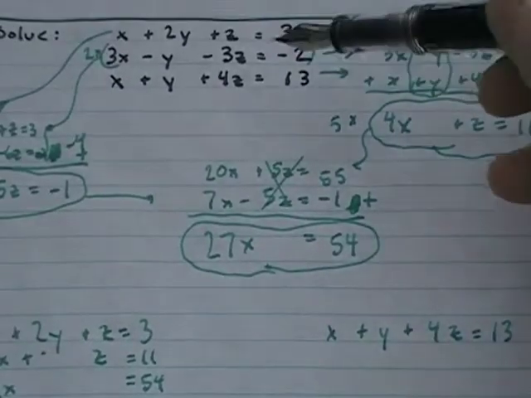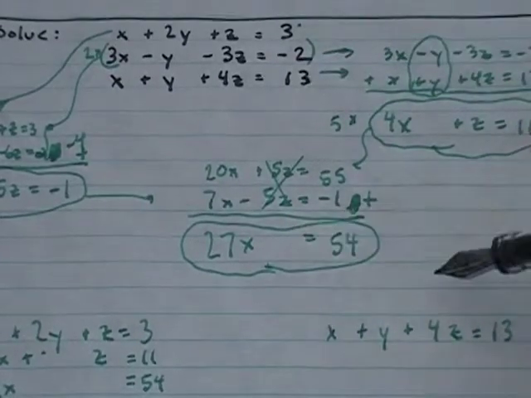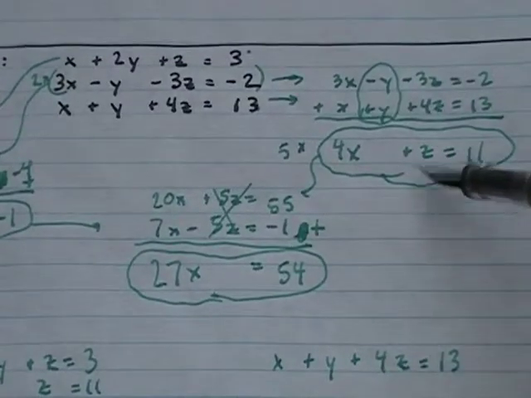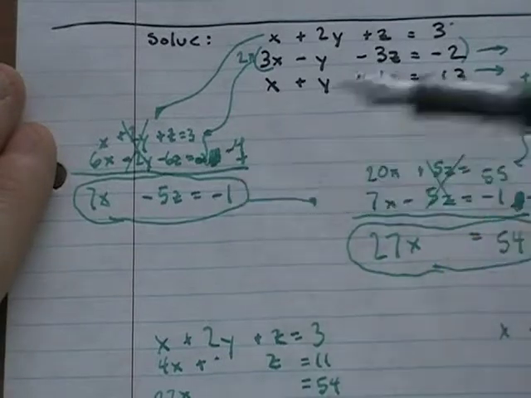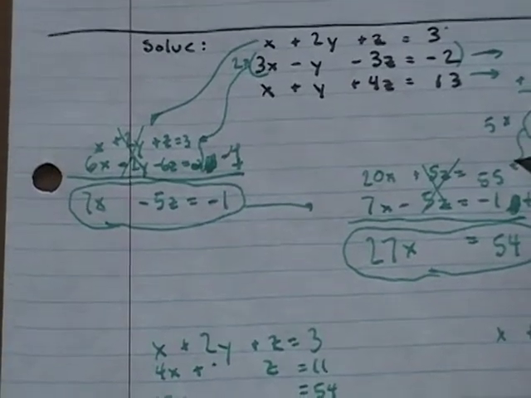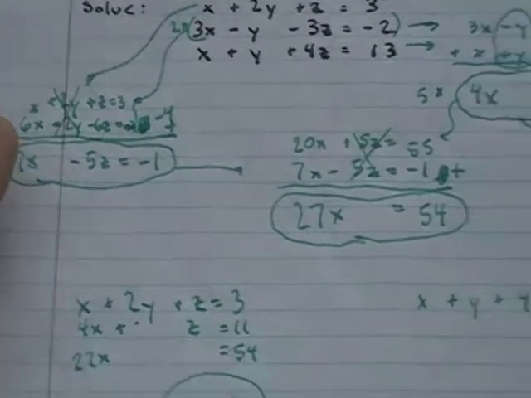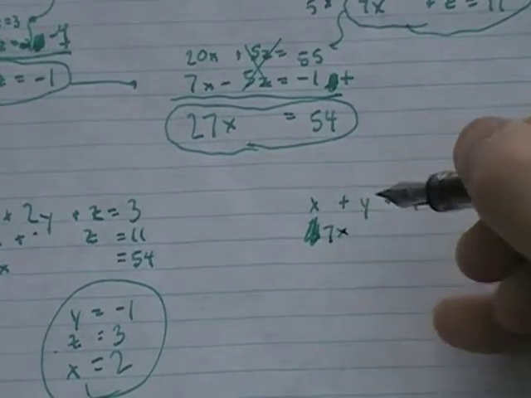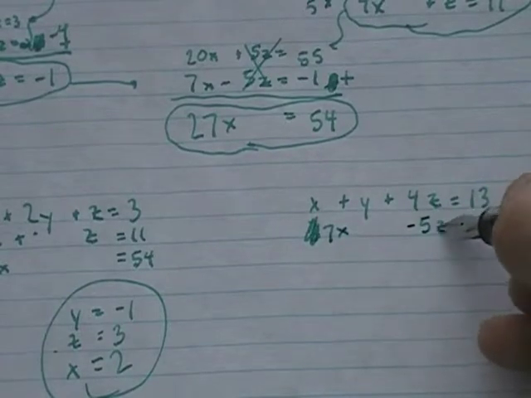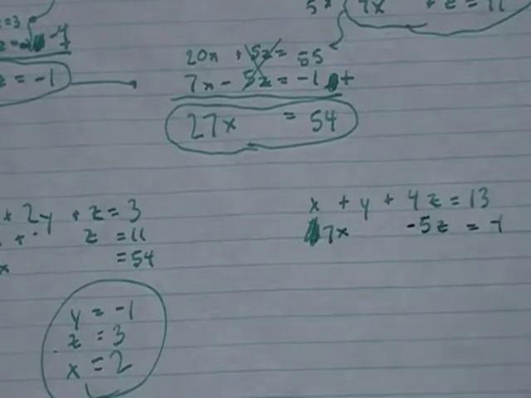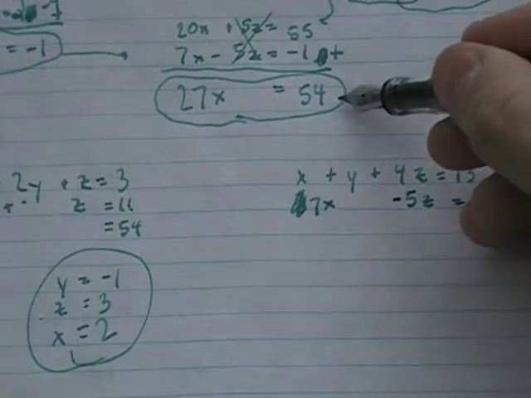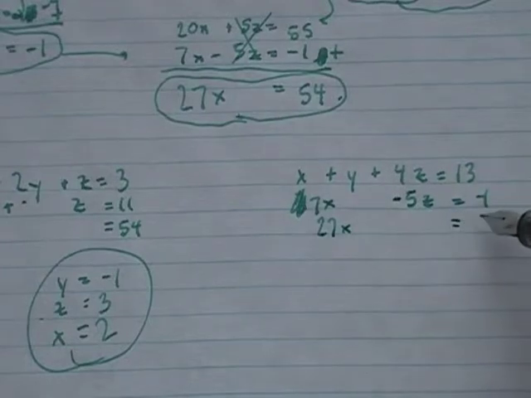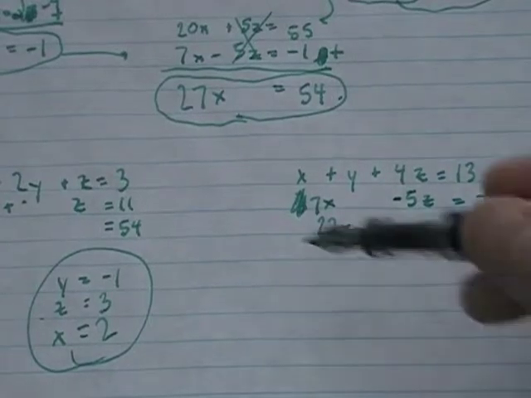So I'm going to take that equation, with 3 variables. Last time I picked 4x plus z. This time I'm going to pick this one, 7x minus 5z equals negative 1. And of course I have to pick this third one because it's the only equation I have with one variable. So here's my triangular system.